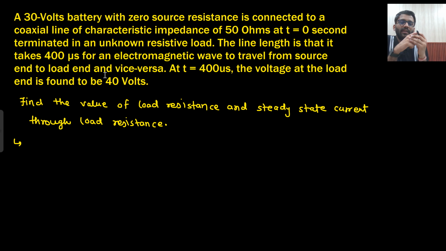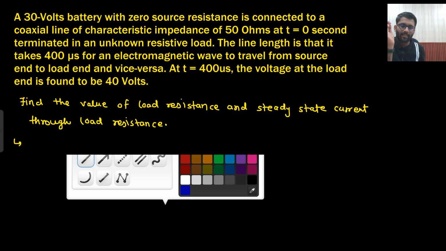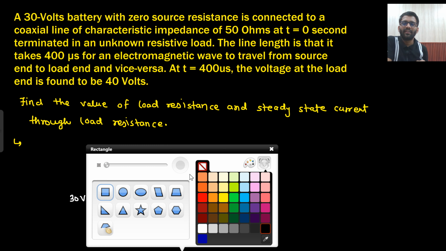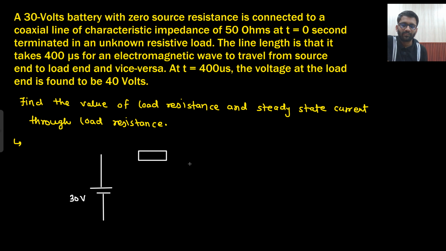See this question. This is also a good GATE problem and the diagram was not given, so you need to make the diagram on your own. A 30 volt battery with zero source resistance. Source resistance is 0, and a 30 volt battery is there. It is connected to a coaxial transmission line, or coaxial line, with characteristic impedance of 50 ohm.